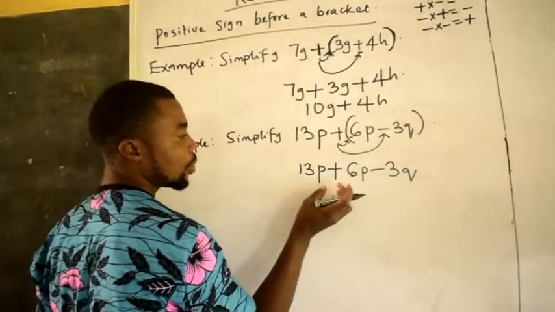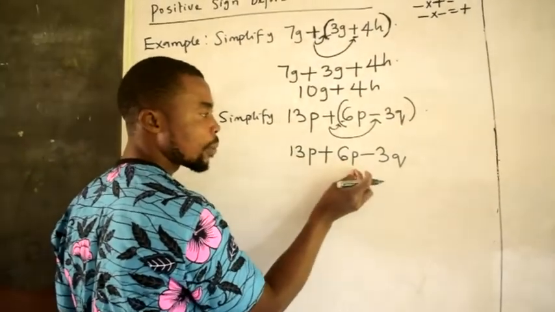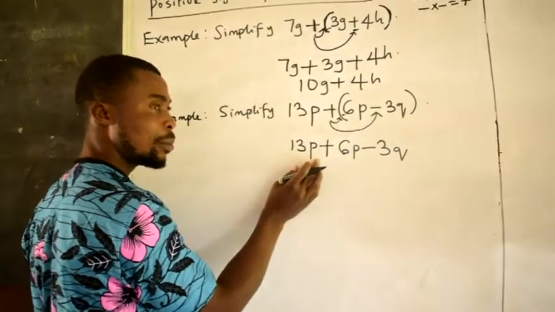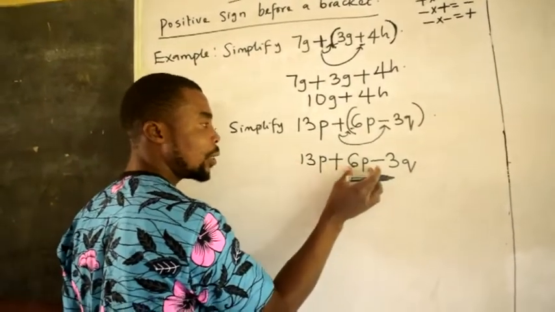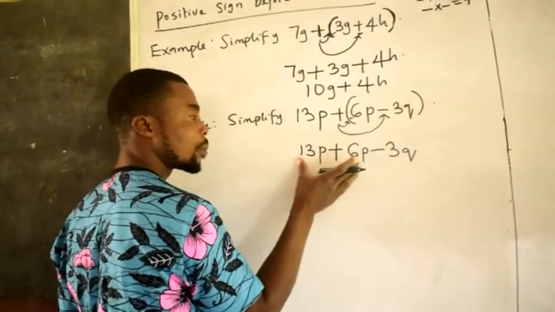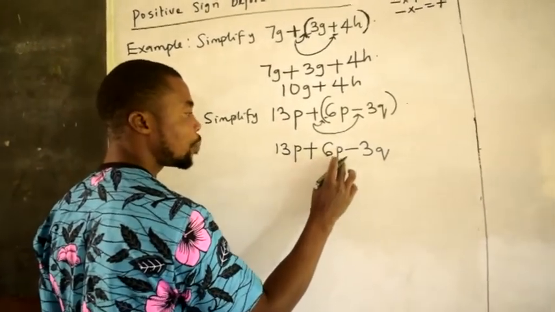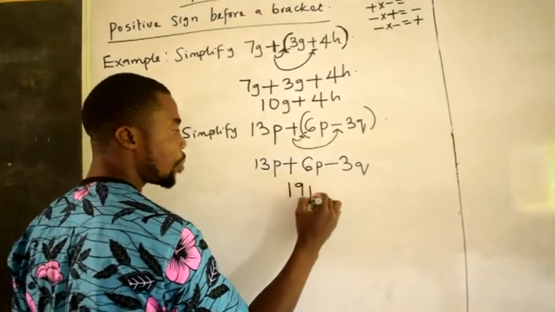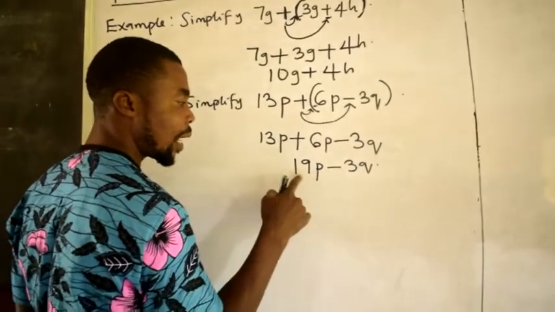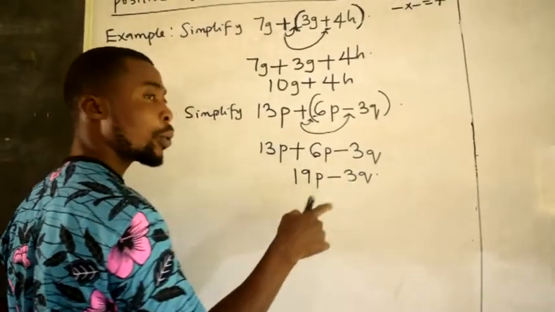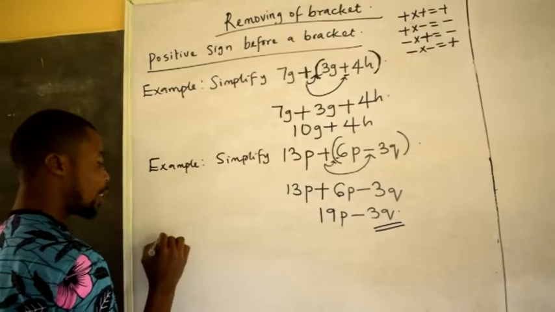Then you now add or subtract. 13p, this is p, this is p, and this is q. This and this, they are the same letter, and this is different letter. So you can add this and this together. This cannot be added to p because it is q. We have 13p plus 6p will give us 19p minus 3q. That is our final answer. 19p minus 3q is not possible to combine further. P and q, they are not the same. That is our final answer. Let's take a look at another example.